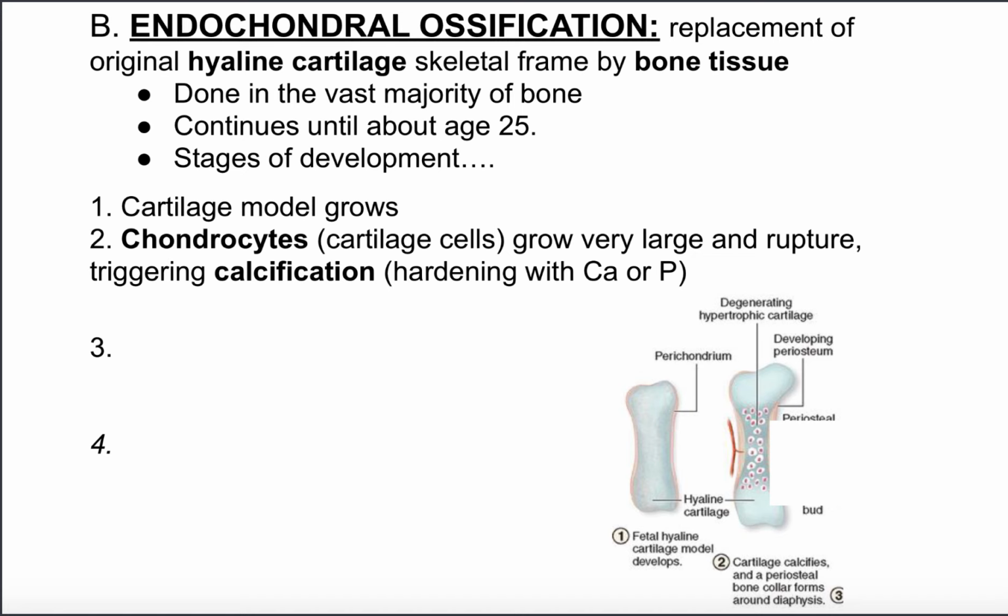Then the cartilage, again, is made and maintained by chondrocytes. Chondrocyte: cyte meaning cell, chondro meaning cartilage, so cartilage cell. They get really big as the cartilage model grows. Because the cells get really big, they start to have a hard time staying alive and they end up popping. The act of them swelling up and popping actually releases little chemical triggers that help encourage the calcification, or hardening, of the cartilage using calcium and phosphorus.